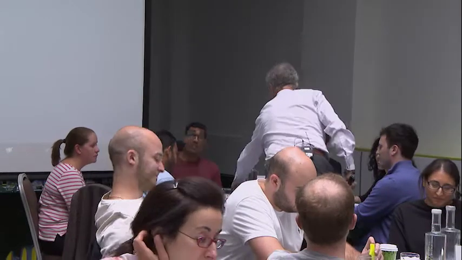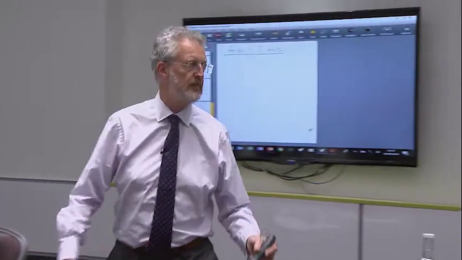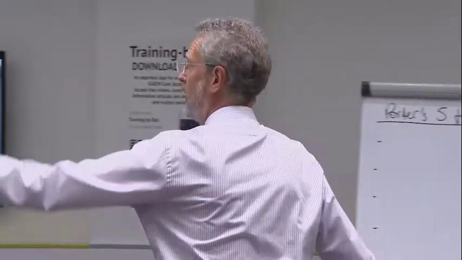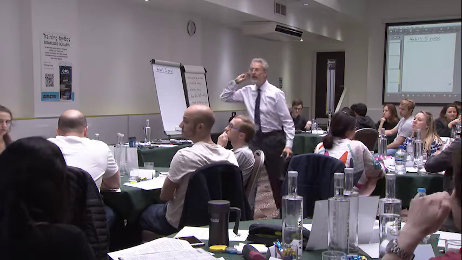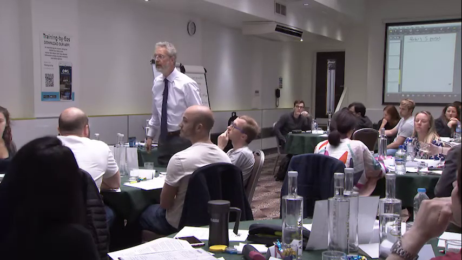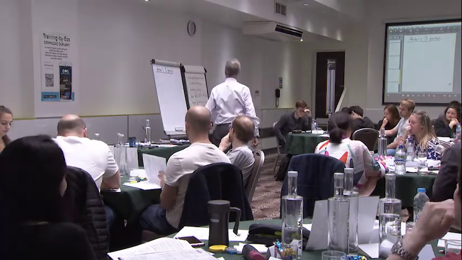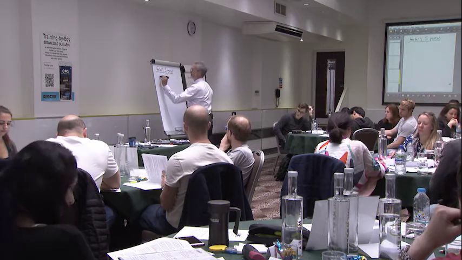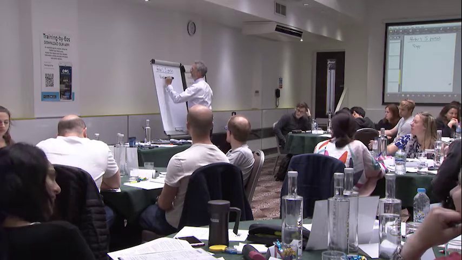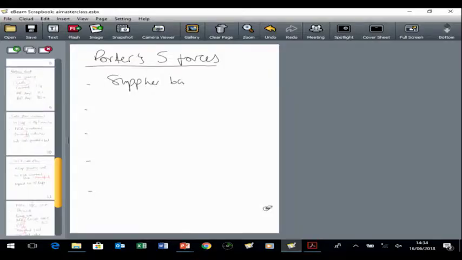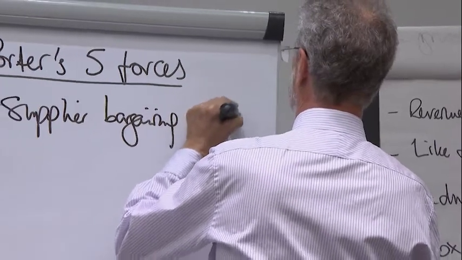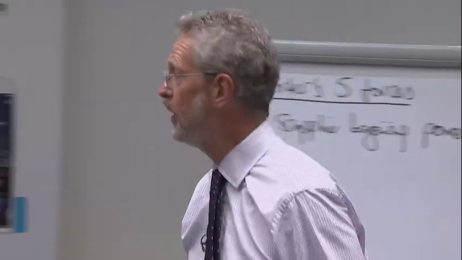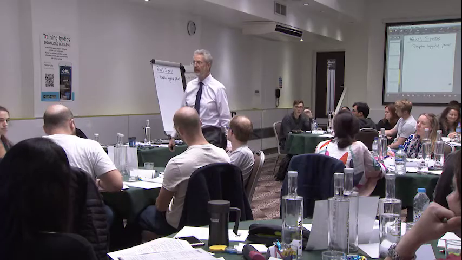So, table group here, as a generality, rack your brains. Porter's 5 forces, please. Start us off. Supplier bargaining power. Who's bargaining power? Supplier. Right, let's keep it simple. Who else is bargaining power? Customers. Excellent.